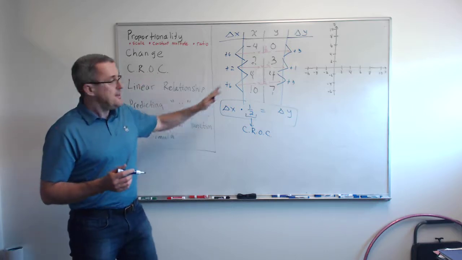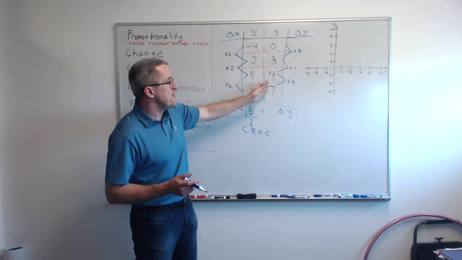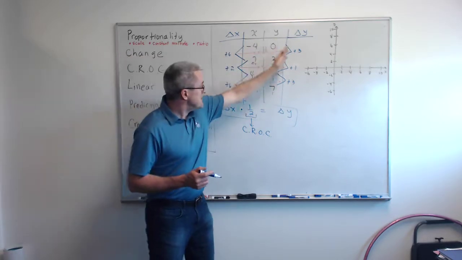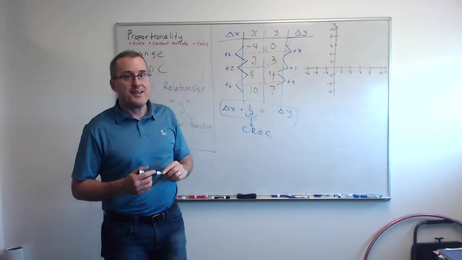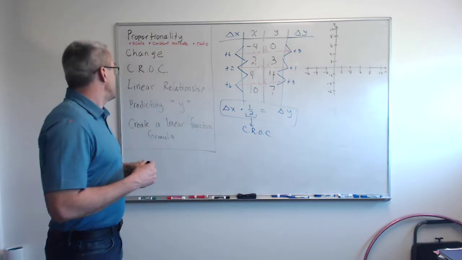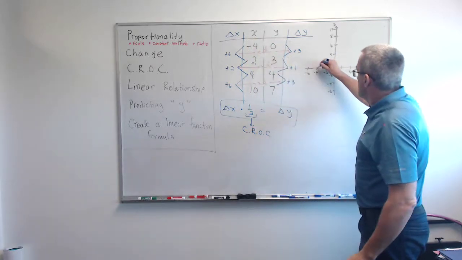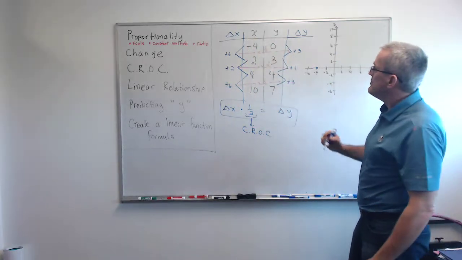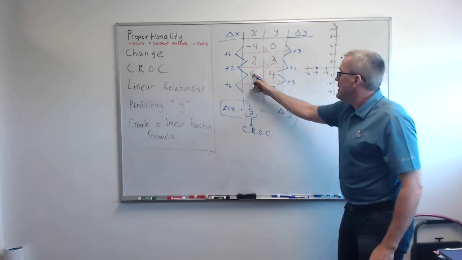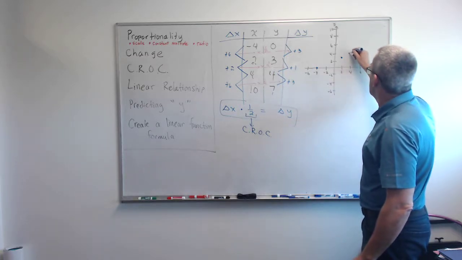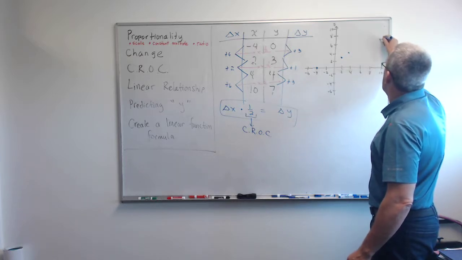Now when you have a relationship between two quantities, in this case quantity x and quantity y, such that their changes are in proportion, we say that that original relationship between x and y is a linear relationship. Now what does that mean? Let's just take a quick look. X is -4, y is 0. That would be the point right there. X is 2, y is 3. That would be right about there. X is 4, y is 4. That would be right there. And then 10, 7 would be right about there.